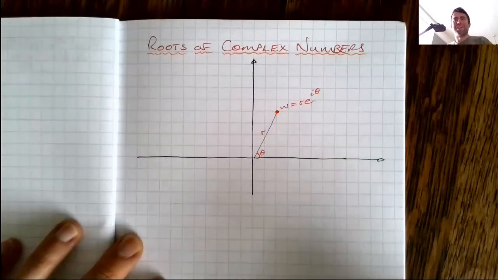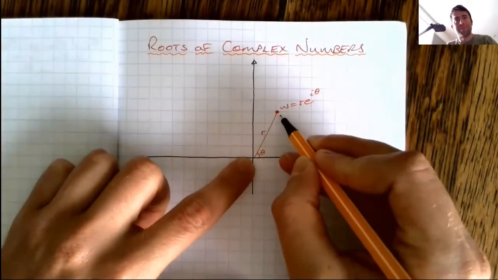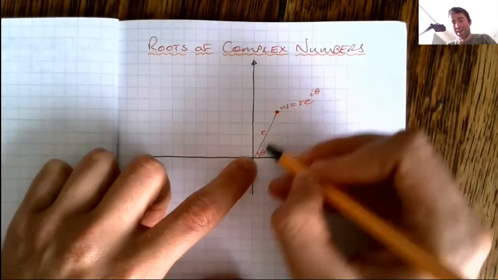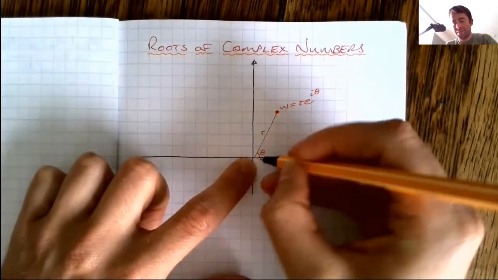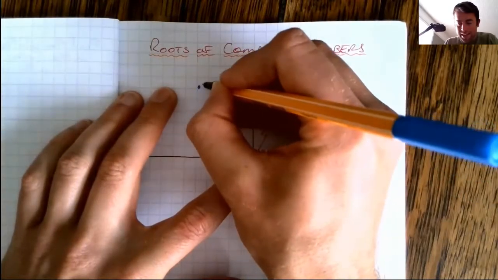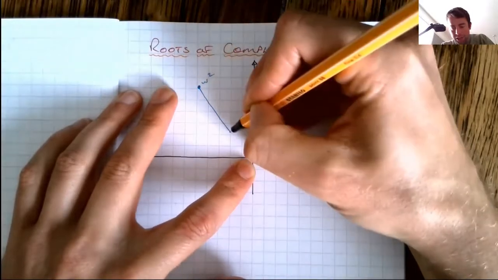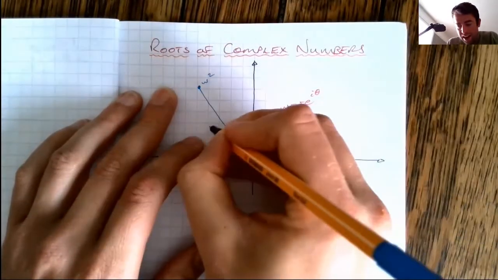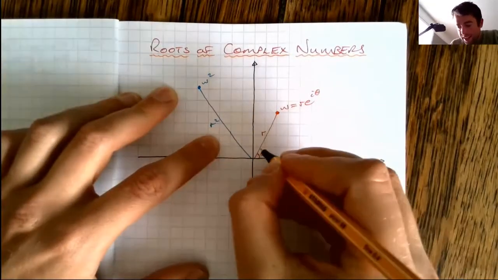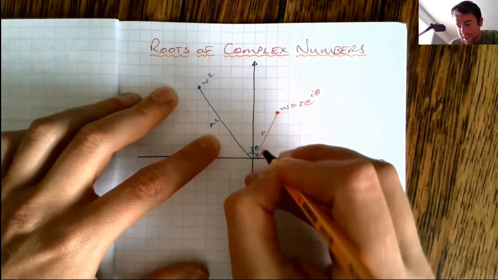I spoke in a previous video about powers of complex numbers. How, for example, if I have a complex number w that is r e to the i theta, so it's got a modulus of r and an argument of theta, then its square, w squared, will have a modulus of r squared, we just square the modulus, and an argument of 2 theta.